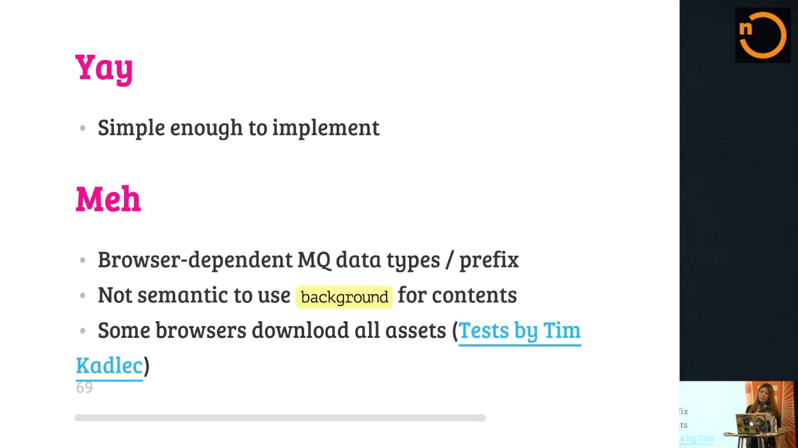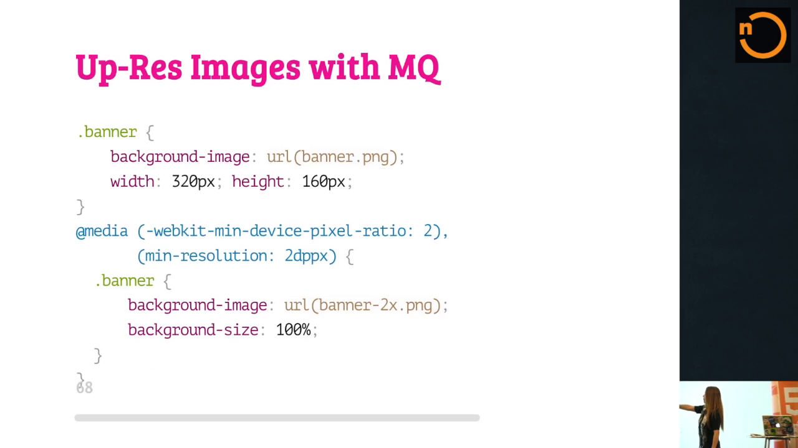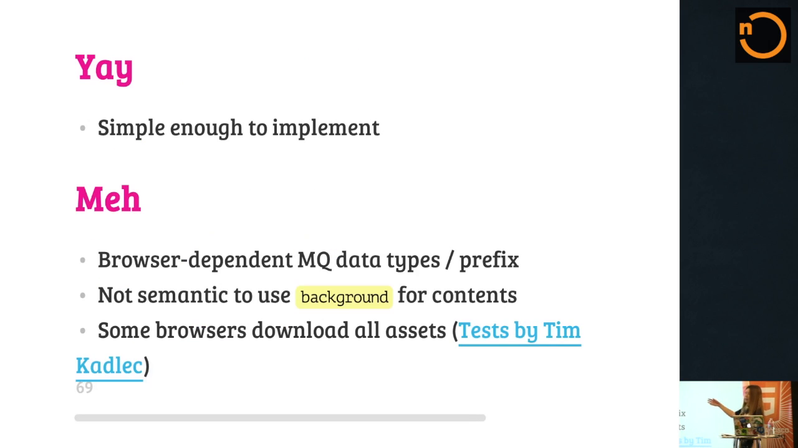Oh, but another thing is that the browser-dependent media query means those resolution features I was talking about might not be supported or have to have a vendor prefix, and so on. It's really cumbersome, with a lot of things to do. And same thing, it's not semantic to use background for the content. And another thing, some browsers download all assets. Most recent browsers don't. They download only the one needed. That's good, but Android browsers and such try to download everything.